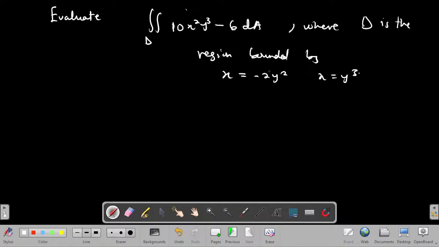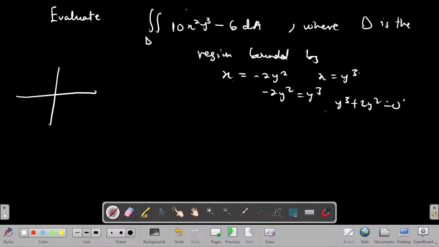How do you solve this? This is a double integral over a general region. Solving a general region quickly requires you to draw. If you don't draw, it becomes difficult because you wouldn't know the upper and the lower. So before you draw, you need limits. Now x is this, x is that. Negative 2y squared is equal to y cubed. So I have y cubed plus 2y squared. Taking my y squared out, I have y plus 2 equal to 0.